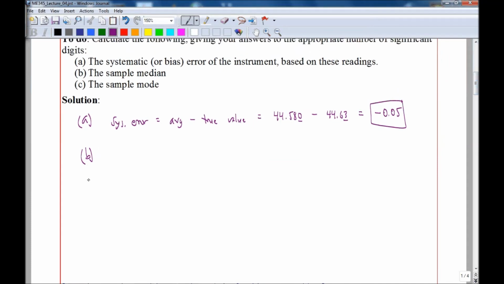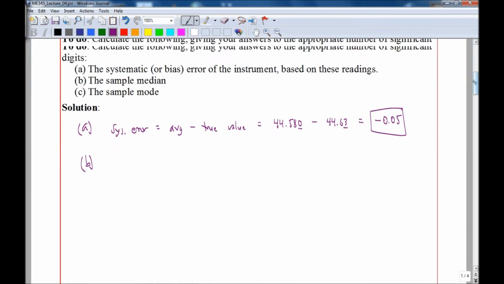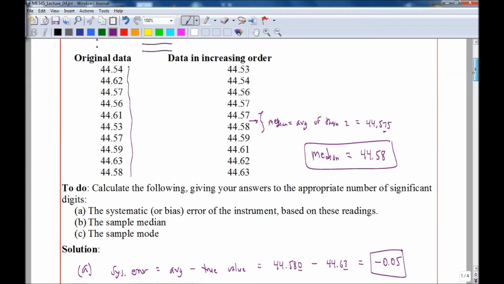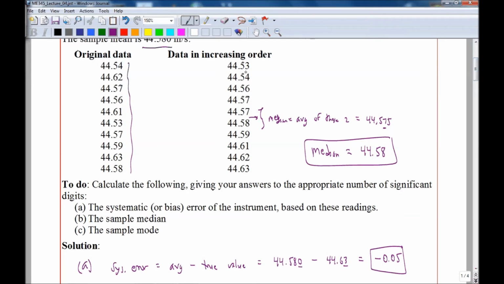And then finally, the sample mode. Well, the mode is just the value that occurs the most times. So we just look here, we have a 5.7 twice, 5.8, 9. But 5.7 is the only one that occurs twice. So the mode is 44.57.